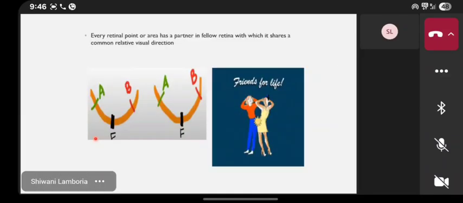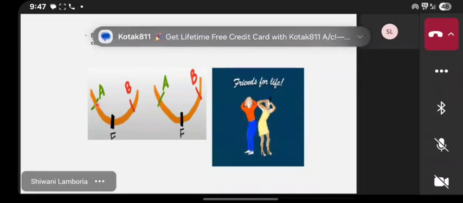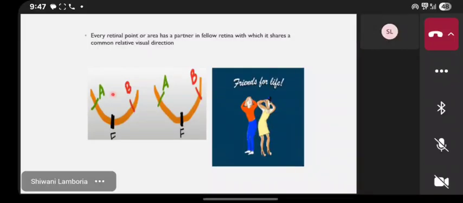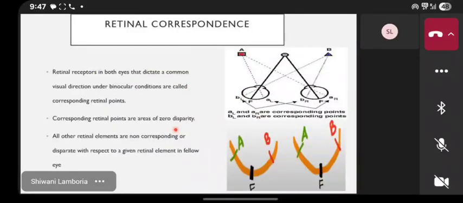line. So every retinal point or area has a partner in the fellow retina with which it shares a common relative visual direction. So A corresponds to A and B corresponds to B, but A does not correspond to B or F. Then retinal correspondence: retinal receptors in both the eyes that share the common visual direction in the binocular condition are called corresponding retinal points. So A and B are the corresponding retinal points.